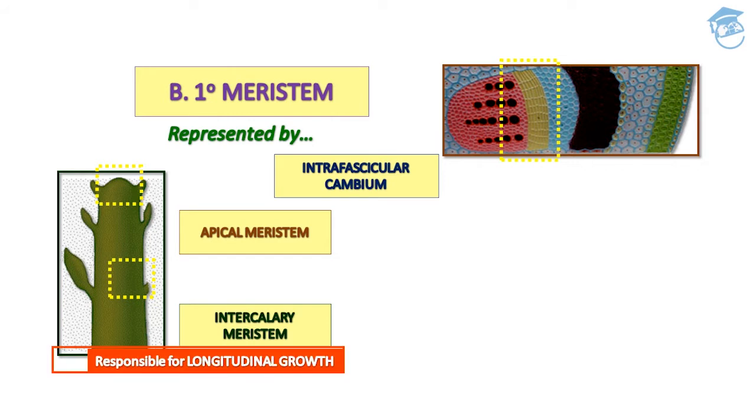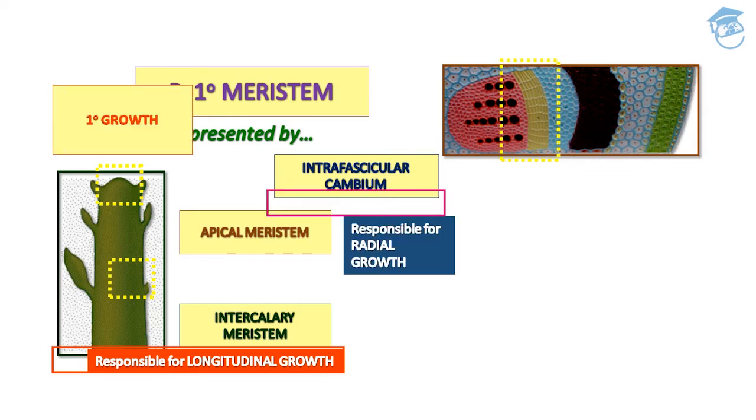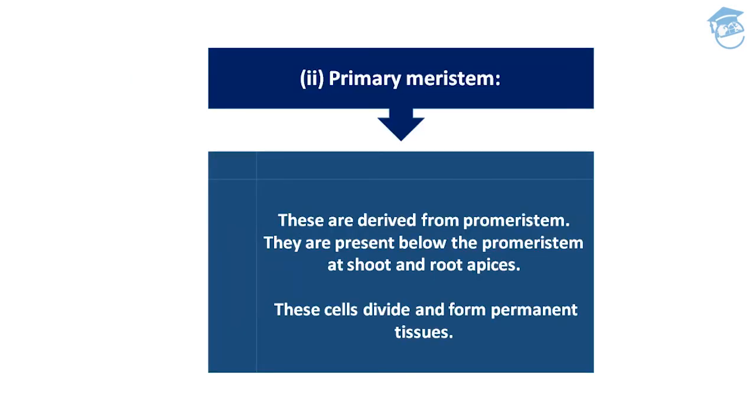Intercalary meristem is responsible for longitudinal growth. That means it helps in elongating the length of the plant body. Then comes intrafascicular cambium. It helps in giving secondary growth to the plant, whereas apical meristem helps in primary growth of angiosperms. This intrafascicular cambium is responsible for radial growth, or it helps in increasing the girth of the plant body. So primary meristems are derived from promeristem or primordial meristem.